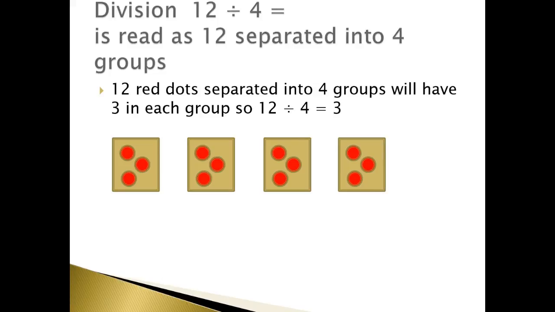Division, we can have 12 divided by 4, and the division sign is read as separated into. So 12 is separated into 4 groups. So if we take 12 and we separate it into 4 groups, notice that we have 4 groups with 3 in each set.